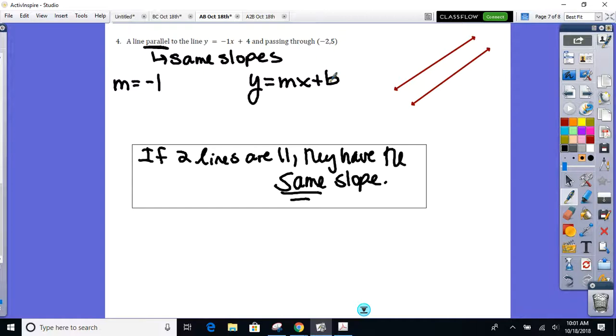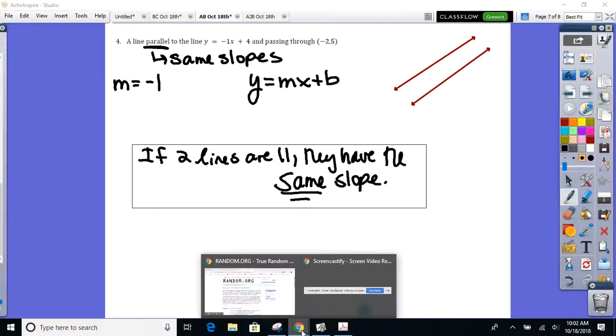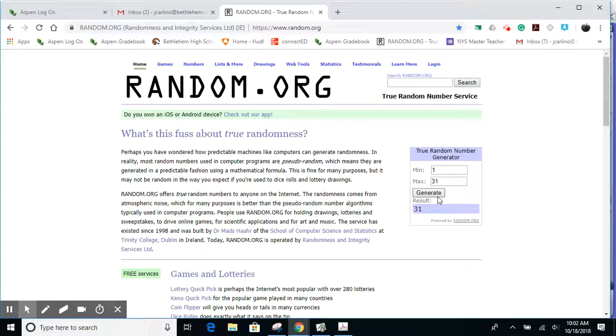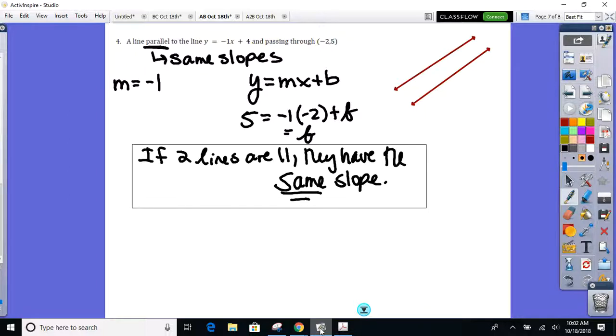Let's see how much somebody can fill out here for me. What can I plug in for y here? 5 equals slope x negative 2 plus b. Yep, same way I've been getting it all class. When you're ready, let me know your b value. Number 4, let me know the b value when you get it.